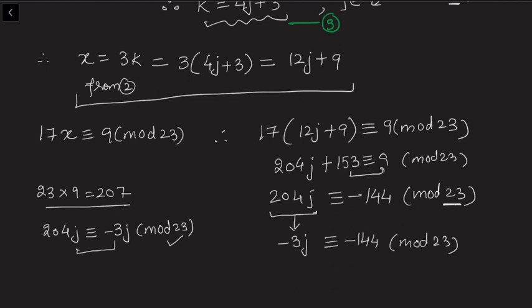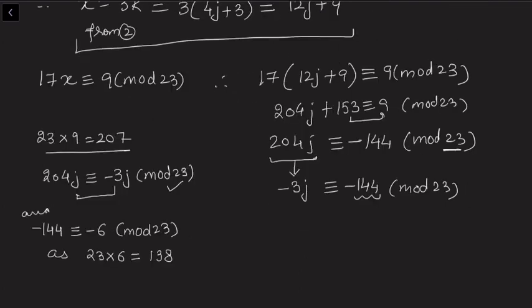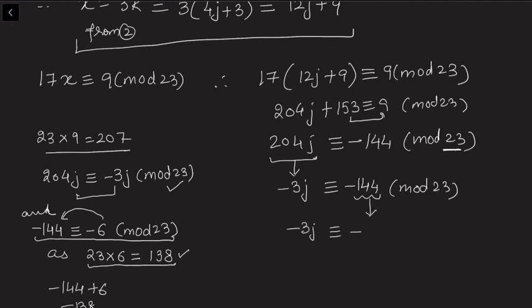Now in a similar way, 144 is also larger. Let's reduce this also. And we notice that minus 144 is congruent to minus 6 modulo 23, because 23 times 6 is 138. So when you bring this minus 6 to the other side, this will become minus 144 plus 6. So it will give me minus 138, which is divisible by 23. So this minus 144, I am replacing it by minus 6. So we got minus 3j congruent to minus 6 modulo 23.